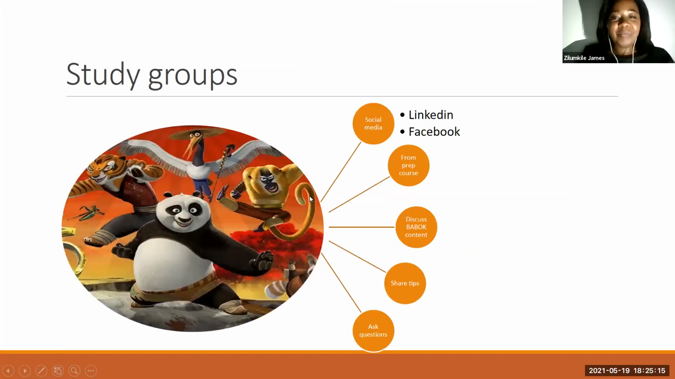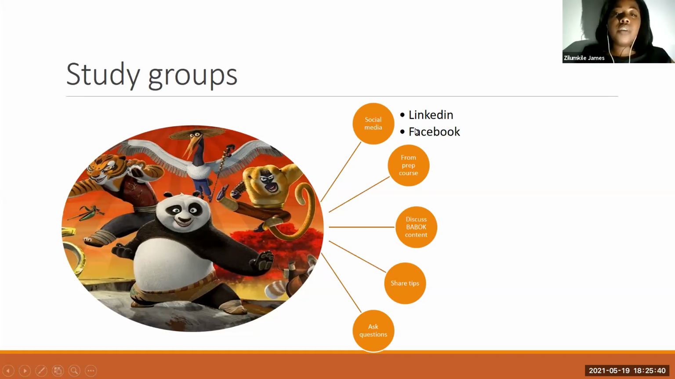And then the study group. I recommend that you join a study group to ask questions or to pose questions about what you learned. So you can use social media for study groups, which is LinkedIn or Facebook.